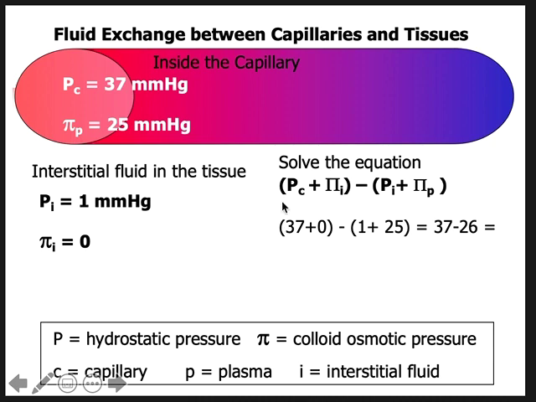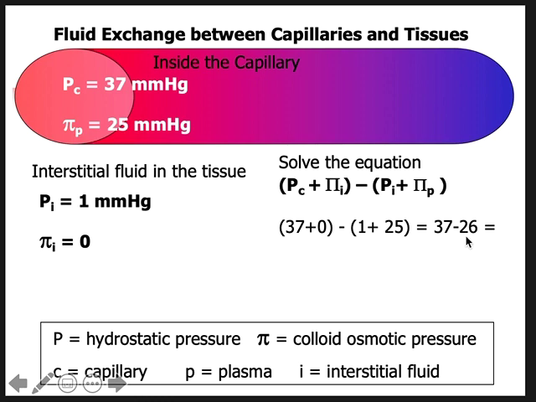So we have PC 37, right? Pi I 0. Okay, and then subtract hydrostatic pressure of the interstitial fluid is 1, and colloid osmotic pressure of the plasma, right? Because that water wants to go in, so it's in the opposite direction, so it's over here, and that's 25, and that's always 25.